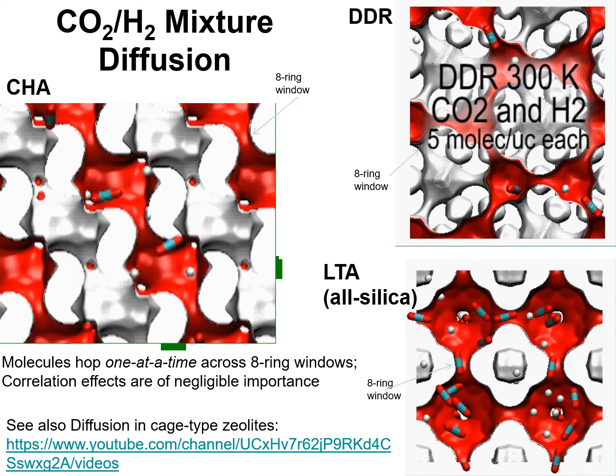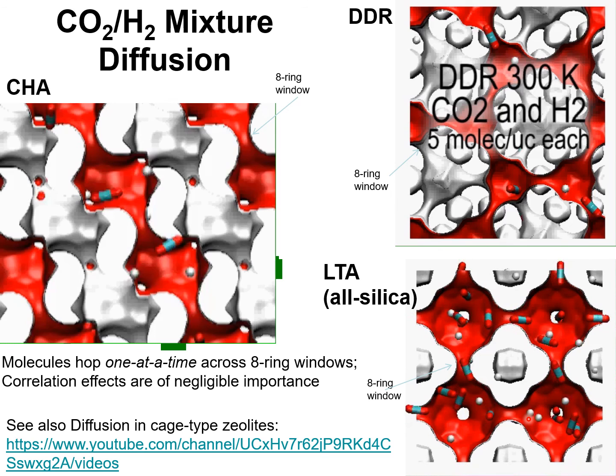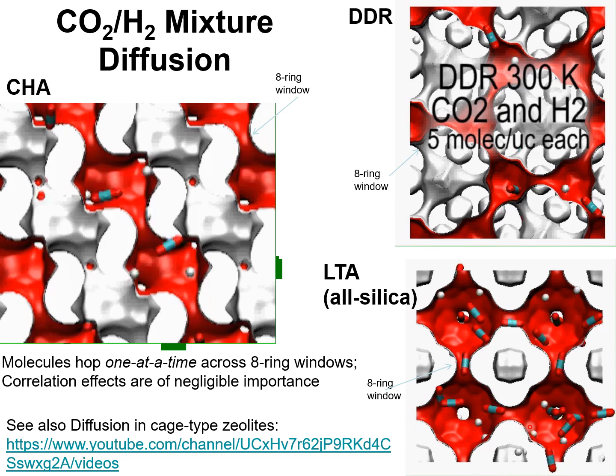These are animations for CO2 and hydrogen diffusion in LTA zeolite. You can see the carbon dioxide is hovering around the window site, and hydrogen is undergoing intercage transport, one molecule at a time.